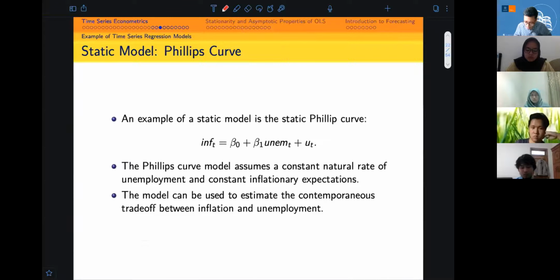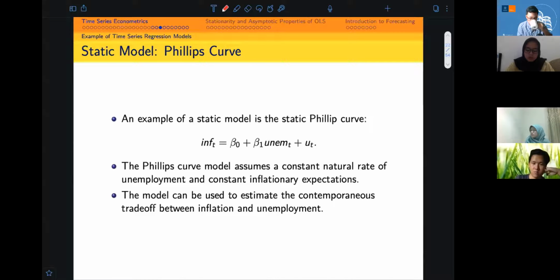Okay, so an example of a static model will be the Phillips curve. Anyone recall what a Phillips curve is? I think it's the relationship between output and inflation rate, sir, or unemployment and inflation rate. Exactly. So output and inflation rate is going to be another relationship, but the Phillips curve is, as you said, a relationship between unemployment and inflation.